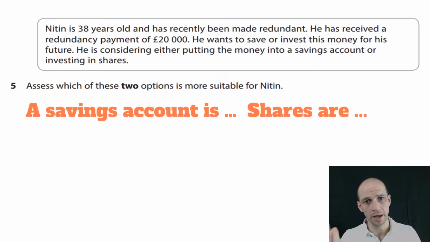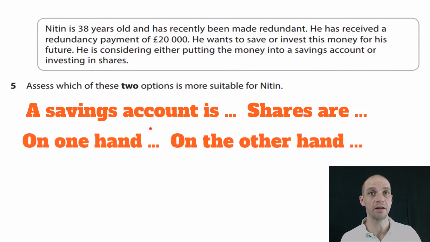So obviously, as we've just done in the previous answer, you can start off with the definition: what a savings account is, what shares are. Now, you'd firstly start by looking perhaps at a savings account, and then you'd focus on what the advantages of this are, and then when you're looking at shares, you'd go on the other hand. We've got shares are, and so on.